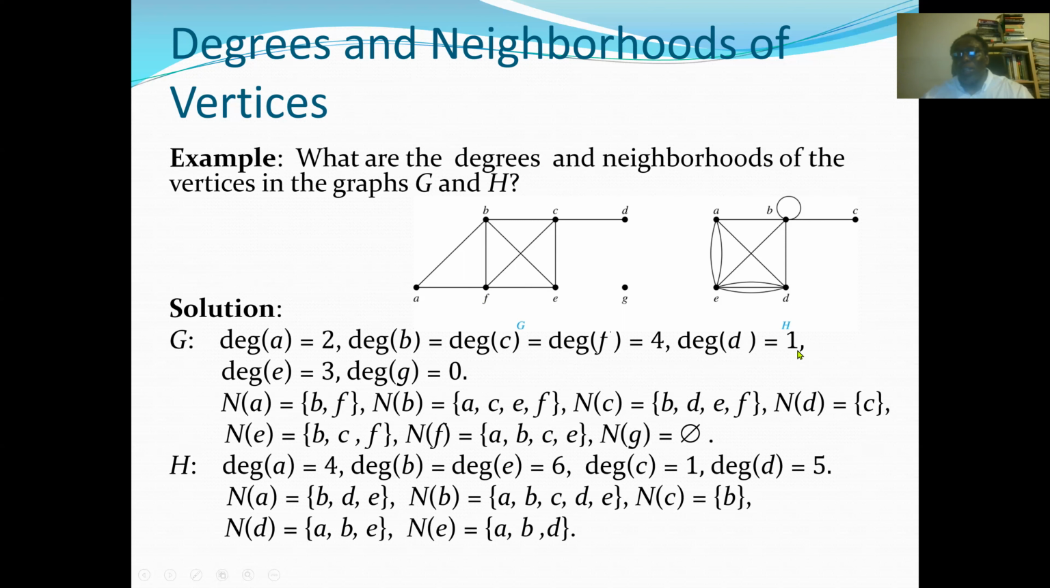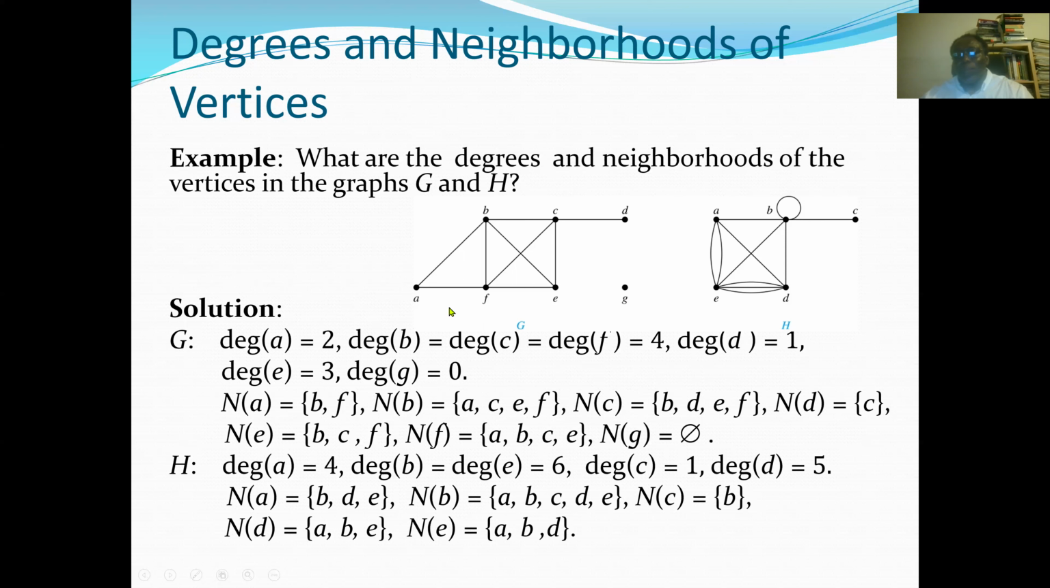Now let's look at degree D. They say it's 1. Let's see. Degree D is only 1. We have only 1 edge going to C from D. Now degree G. Vertex G doesn't have any edge. So the degree of vertex G is 0. There's no edge connected. And there's also no loop.